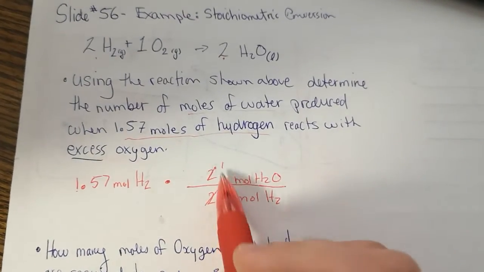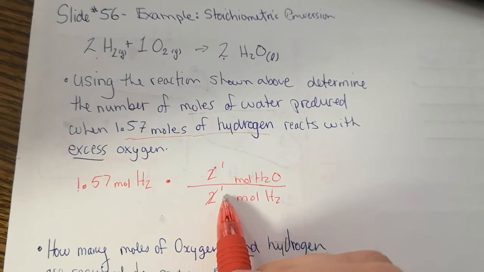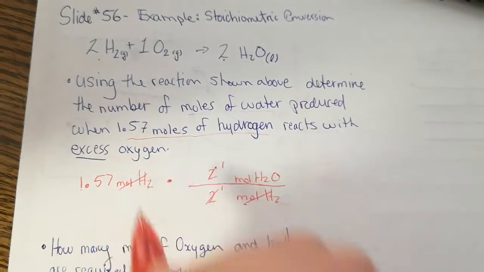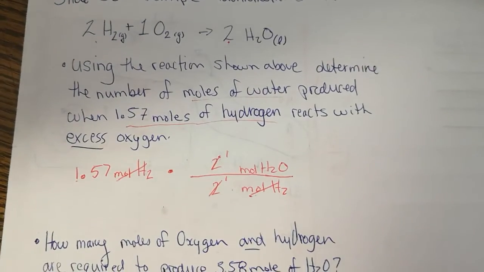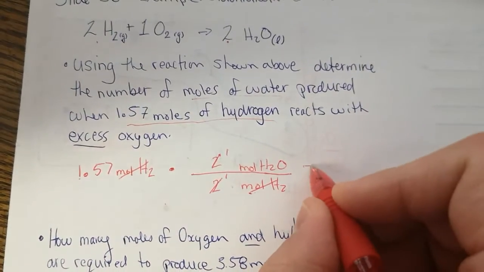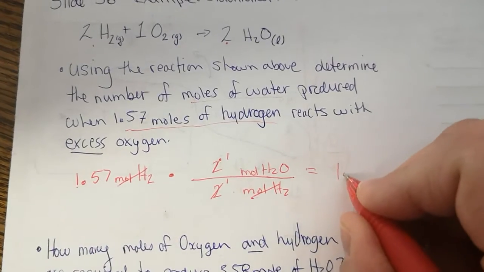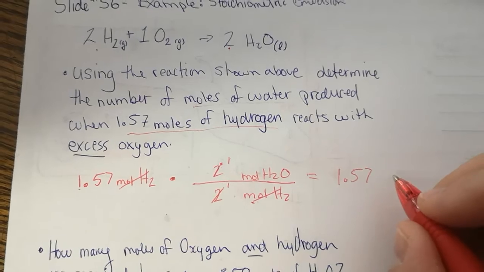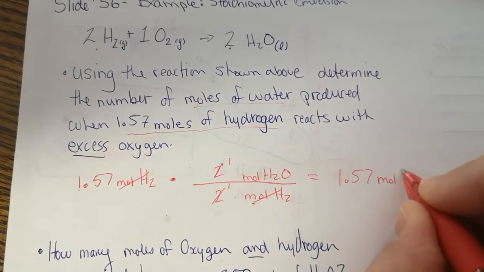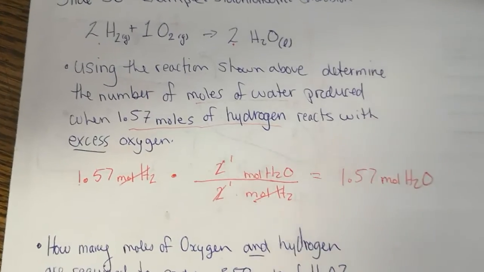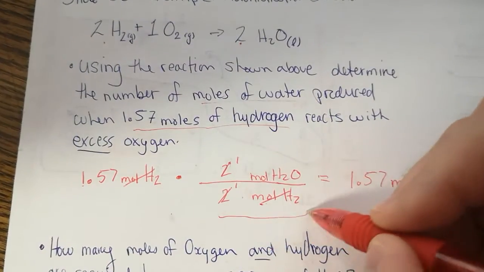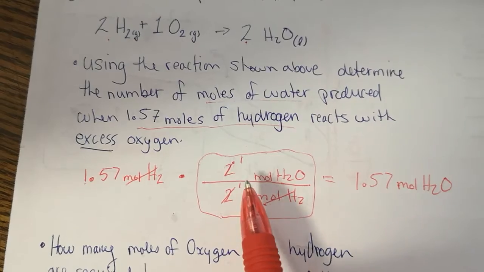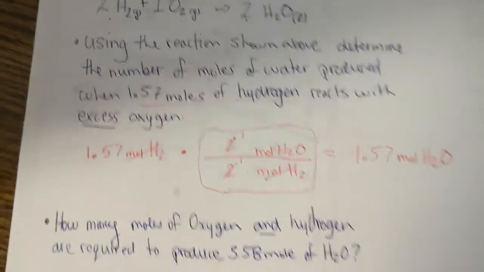Now, because we use the equality that is in our balanced equation, and we simplify it to 1 over 1, we also look to reduce the unit moles hydrogen. 1.57 times 1 over 1 is 1.57 moles of H2O. So this is called the mole ratio step. It's not always 1 to 1. So make sure that you follow this format all the time.